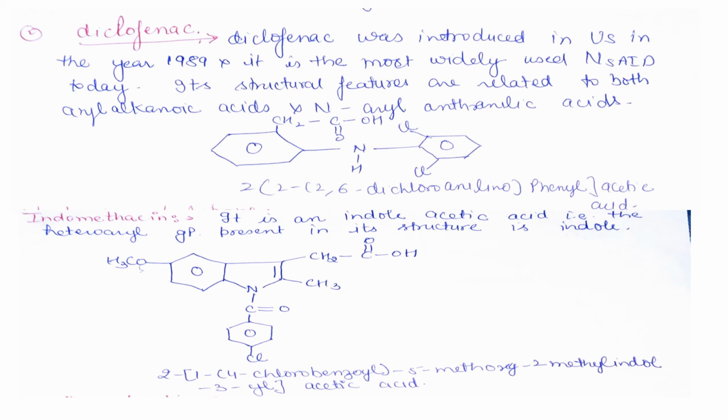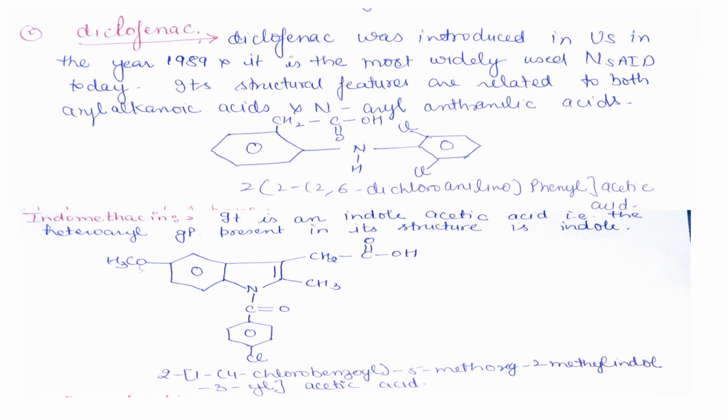Its structural features are related to both aryl alkanoic acid and N-aryl anthranilic acid. The structure is 2-(2,6-dichloroanilino)phenylacetic acid. The next drug is indomethacin. It is an indole acetic acid, where the heteroaryl group present in its structure is indole.